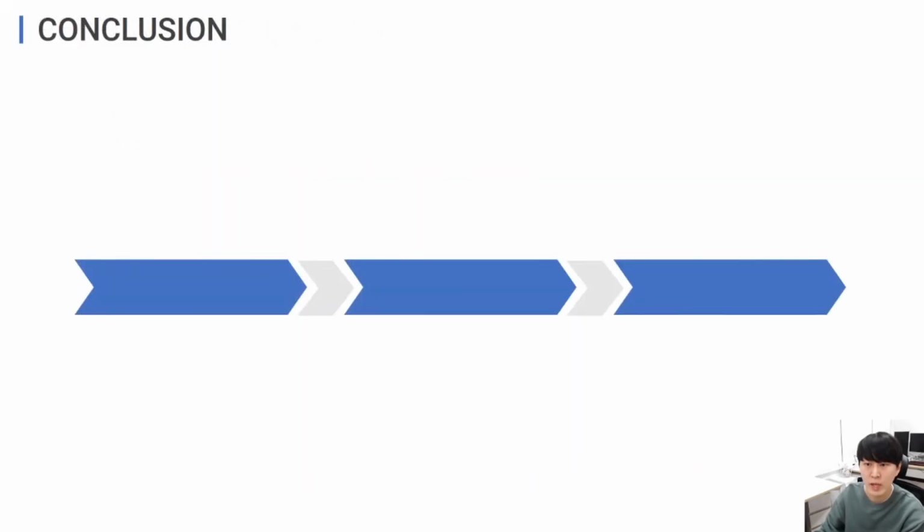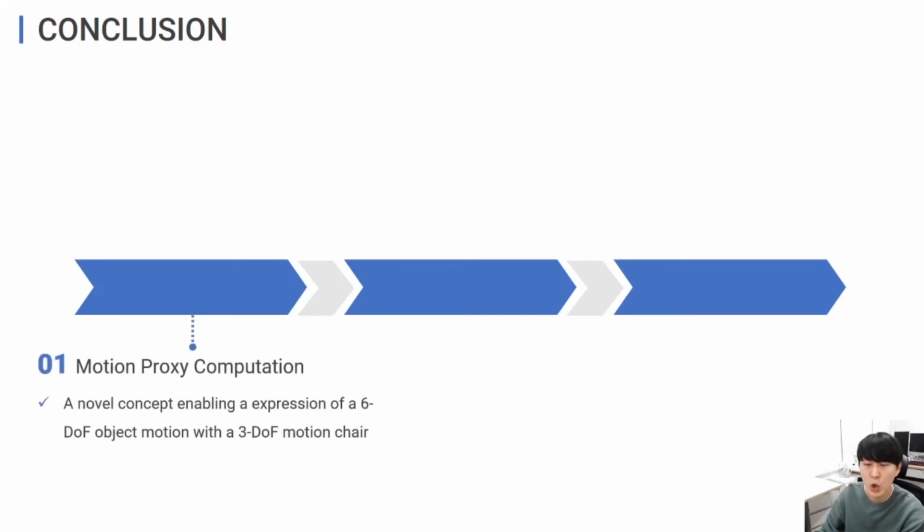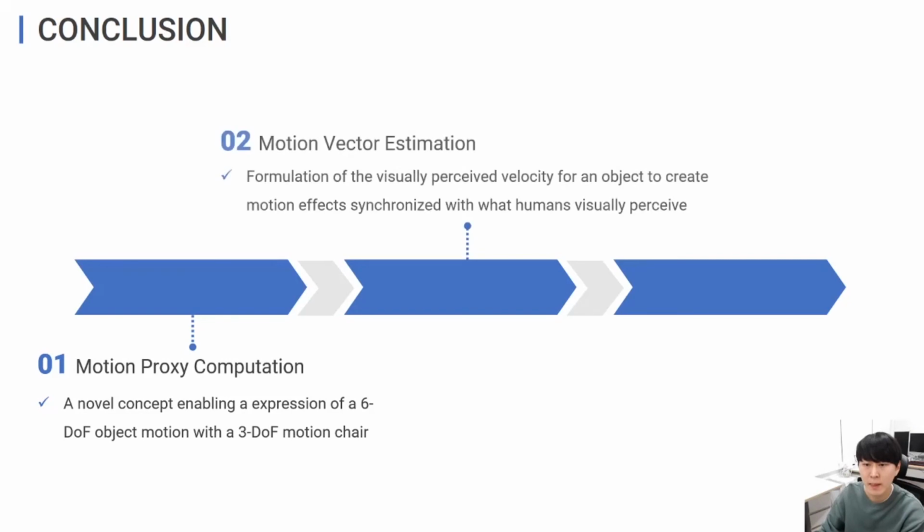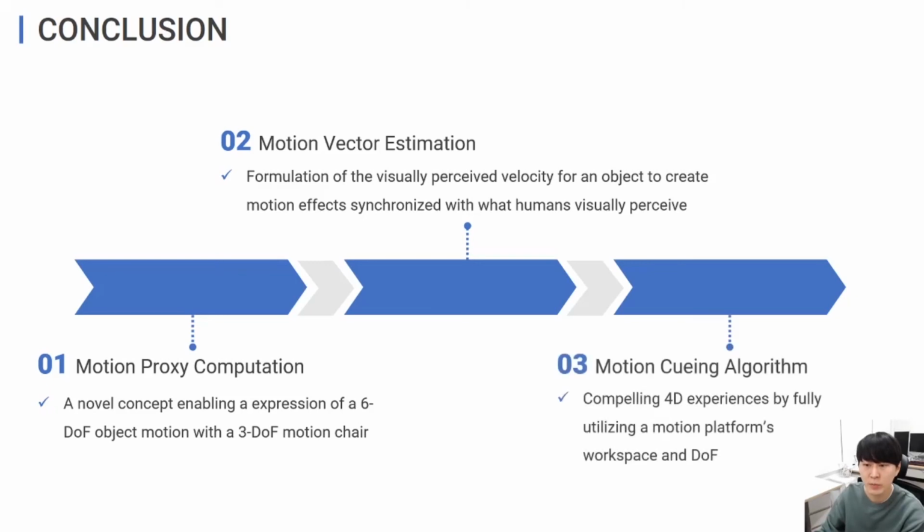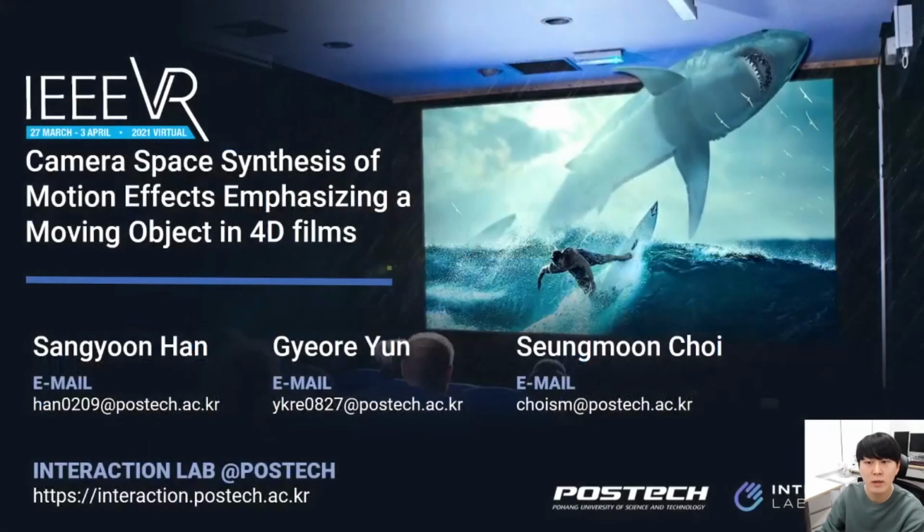In conclusion, we have summarized the contribution of our research as follows. First, we proposed a novel concept which enables expression of a 6 DOF object motion with a 3 DOF motion chair. Second, we formulated the visual velocity to create motion effects synchronized with what humans visually perceive. Third, our algorithm produces compelling 4D experiences by considering human perception while fully utilizing a motion platform's workspace and DOF. This is the end of my talk.